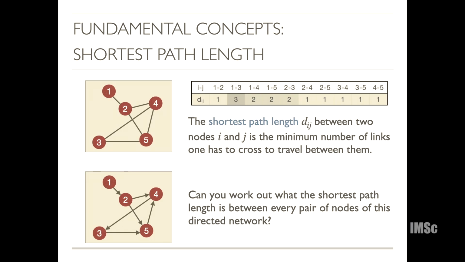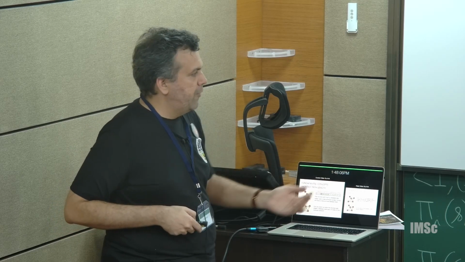Find the shortest path length. Okay? So what about here? Just in the interest of time, tell me what is the shortest path between 1 and 3? Yeah, 3. Fine. So basically, you have to make sure that you don't go along the opposite direction of the arrow. But as long as you do that, you can work out the shortest path length of every pair of nodes in this network.